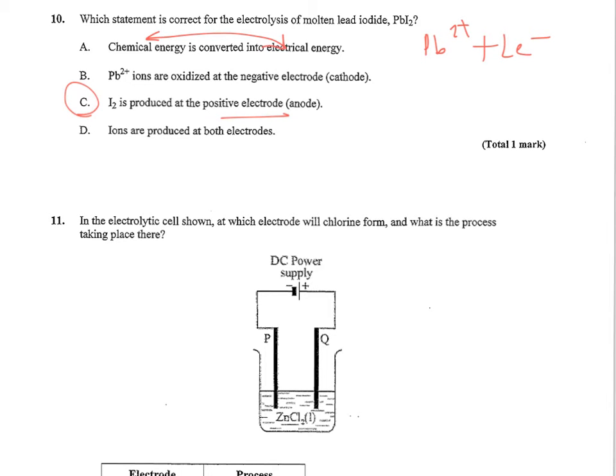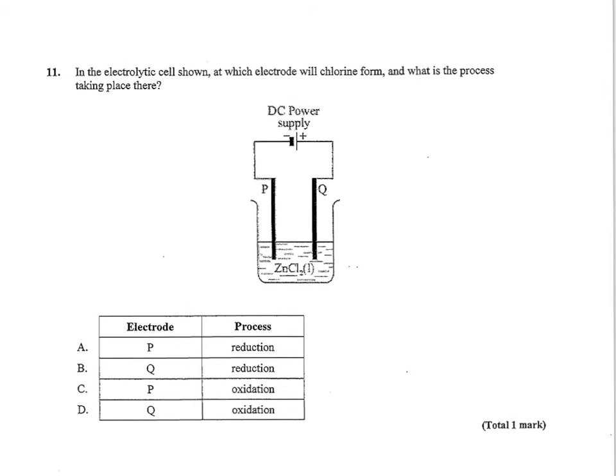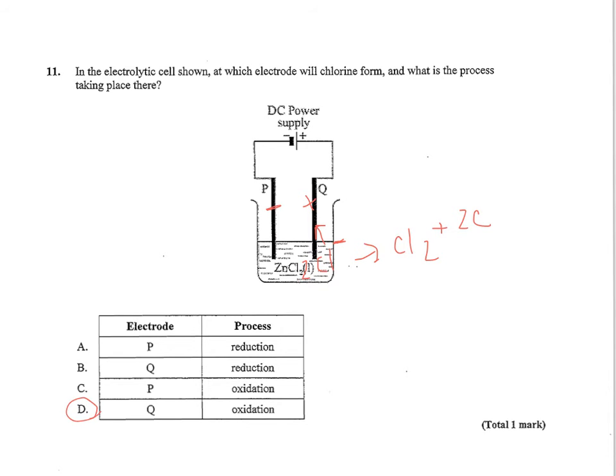Number 11 says, in the electrolytic cell shown, at which electrode will chlorine form and what is the process taking place there? So this could be my positive electrode, this could be my negative electrode. Chlorine has got a negative charge as an ion, so it's going to be attracted to the positive electrode. It's going to give up those electrons to become Cl2. So it's going to be at Q, and that's going to be oxidation that's occurring.